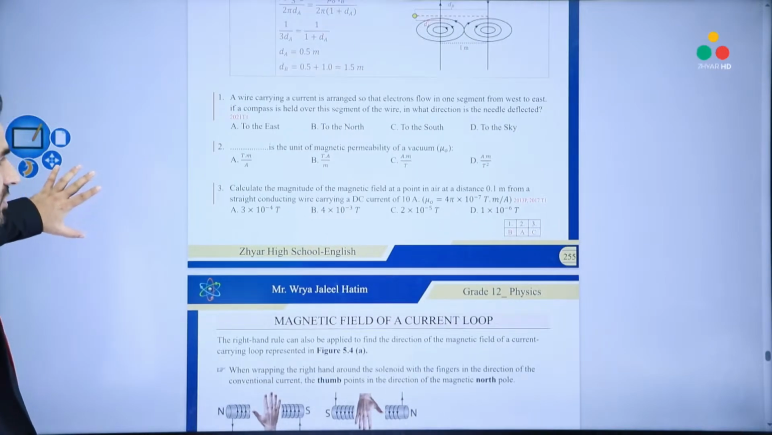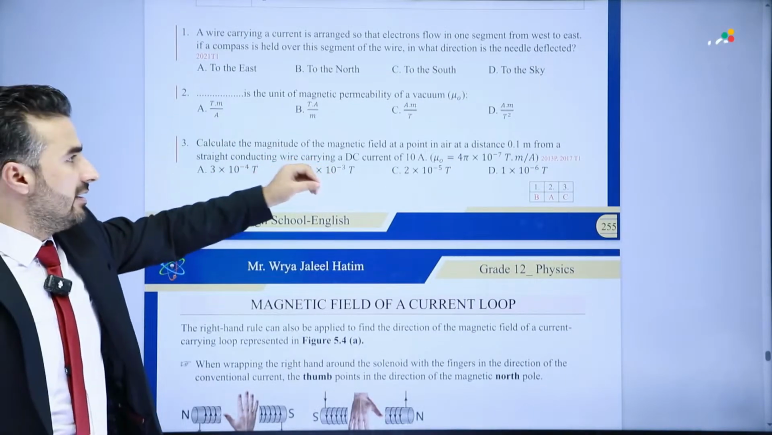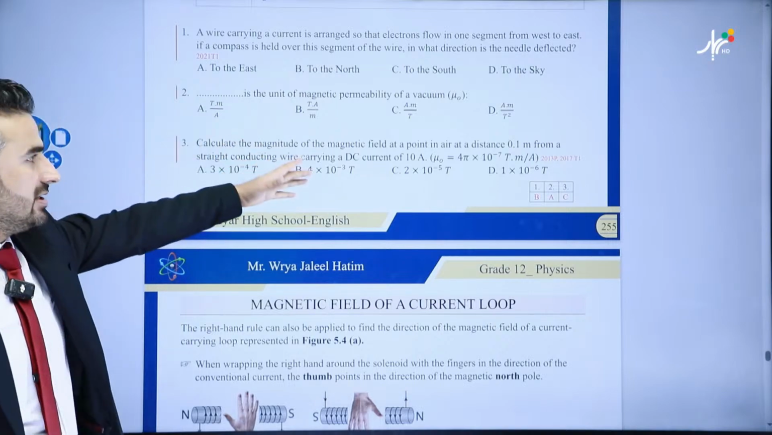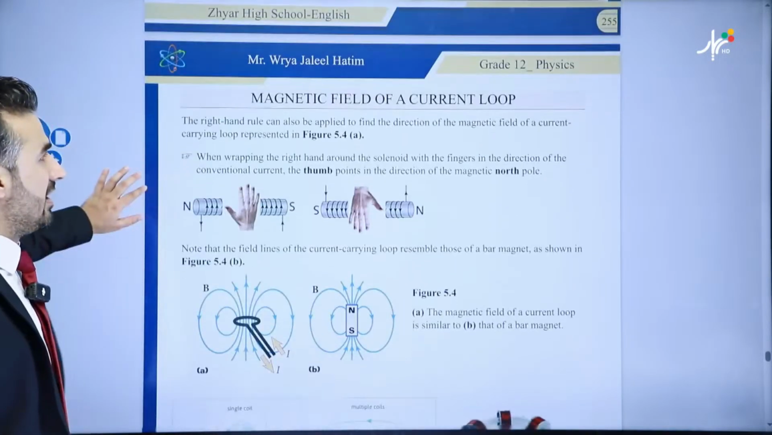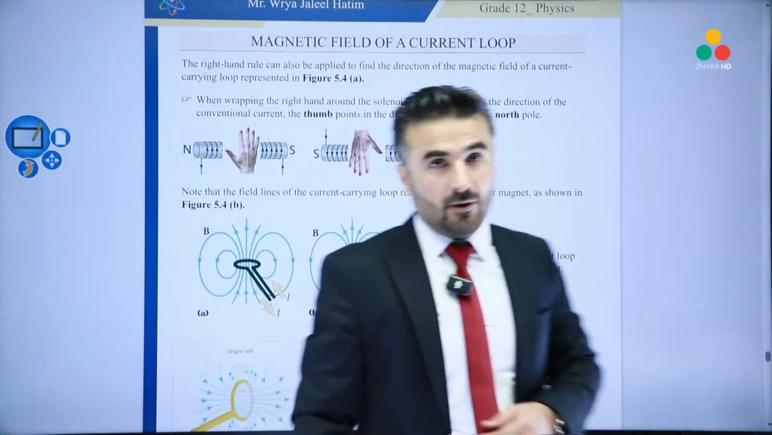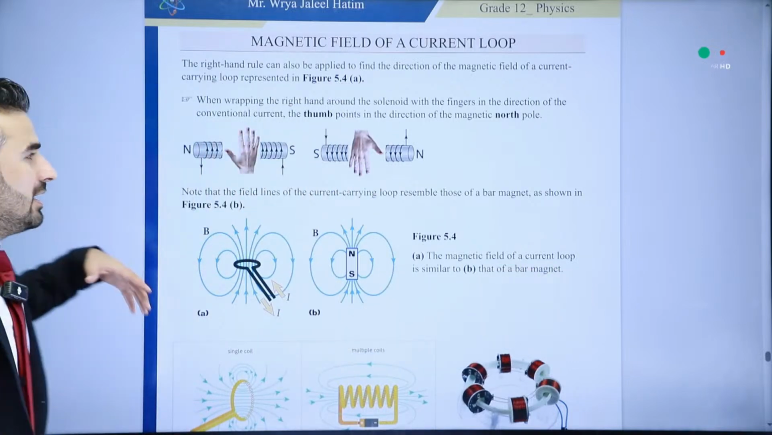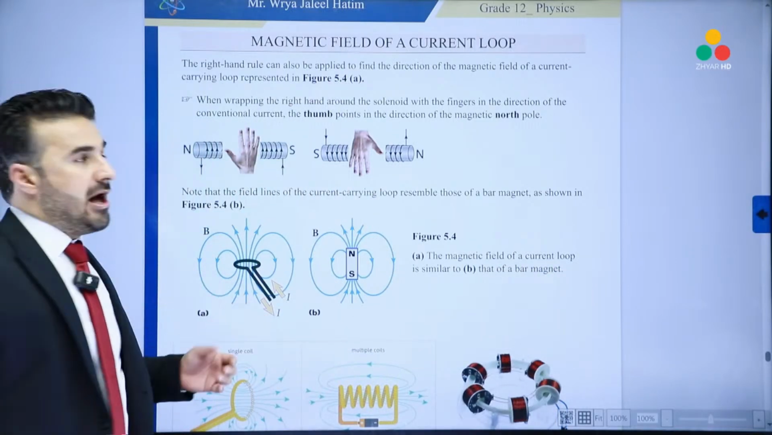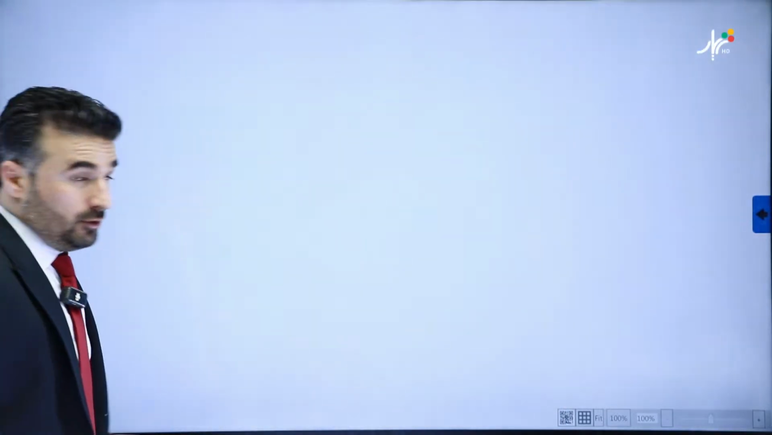Okay, these are easy, of course, if you're not confusing yourself. Calculate the magnitude of the magnetic field at a point at a given distance from a straight conducting wire if the current is this much. That's just the application of the law. We've solved questions like this. Now let's talk about the magnetic field of a current loop. So far, we've just been talking about the magnetic field around a wire. So let's take a look at the magnetic field around a loop.